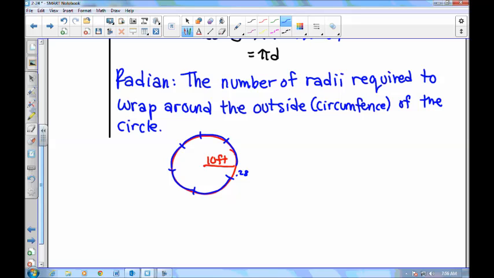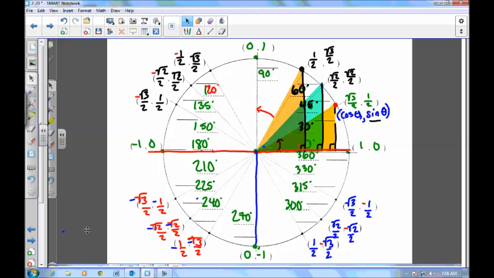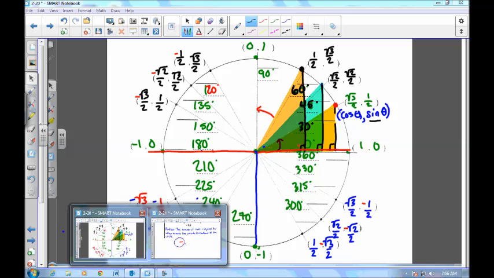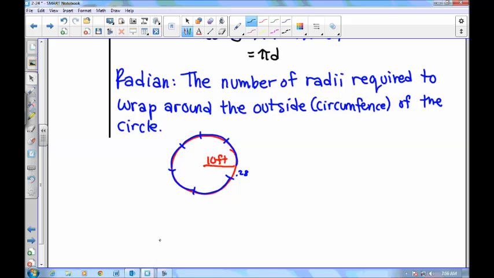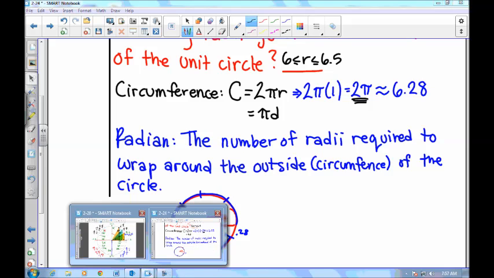6.28 radii, yeah. Okay, so we're going to use that knowledge to fill in the last part of our unit circle. We know in degree mode, one full rotation all the way around the circle is 360 degrees, right? You just discovered what one full rotation around the circle is in radians. 6.28 is the decimal equivalent, but radians have the pi. So in radians, one full rotation is 2 pi. So 360 degrees is equivalent to 2 pi.